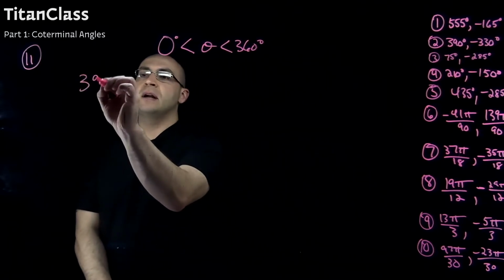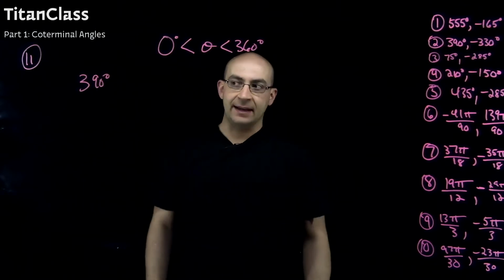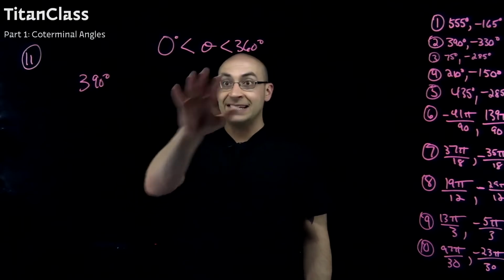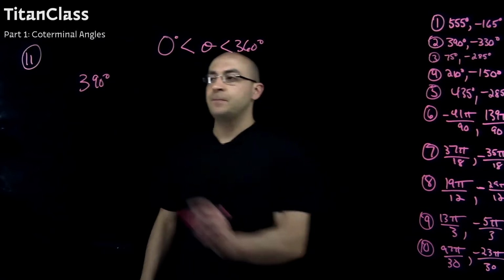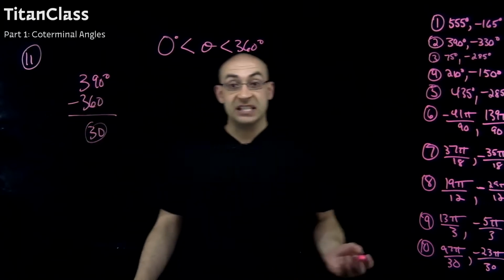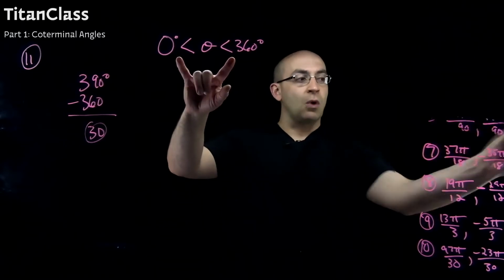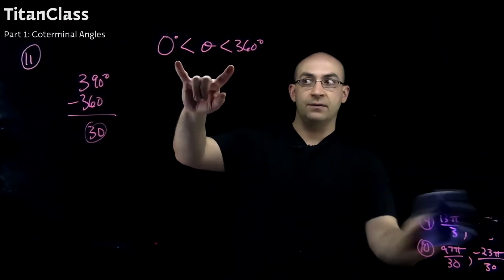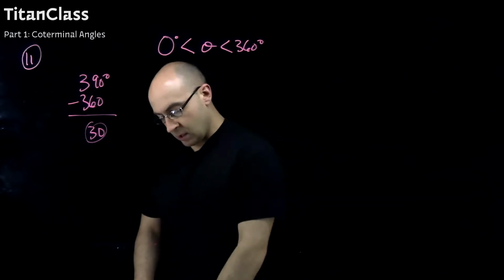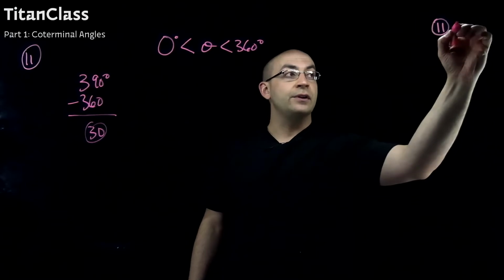All right, so I've got a 390 degree angle here. Well, it's already outside of the boundaries that I set. So what do I need to do to make the coterminal angle in the boundaries? I'm going to subtract 1 revolution. So 30 degrees is my answer, right? So number 11 is 30 degrees. Again, I need to work within the constriction here of the 0 to 360. And you will see this very often when we come to coterminals, right? So number 11 is going to be 30 degrees.